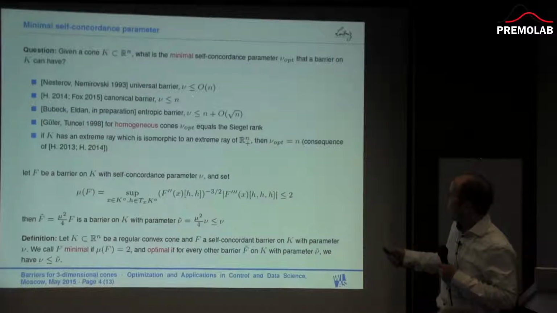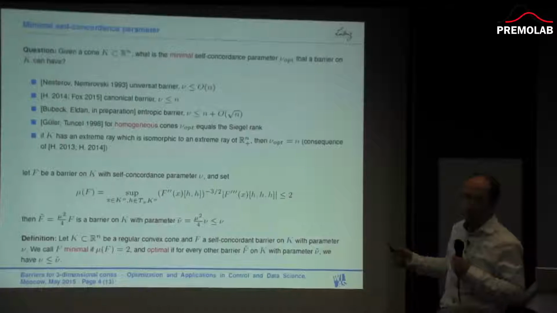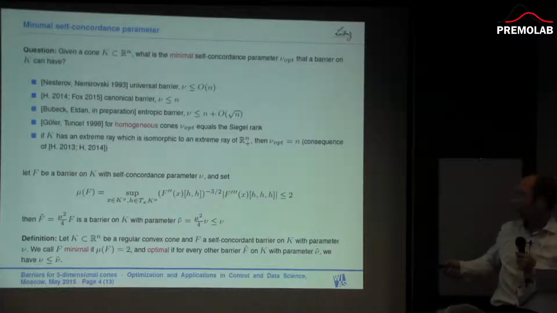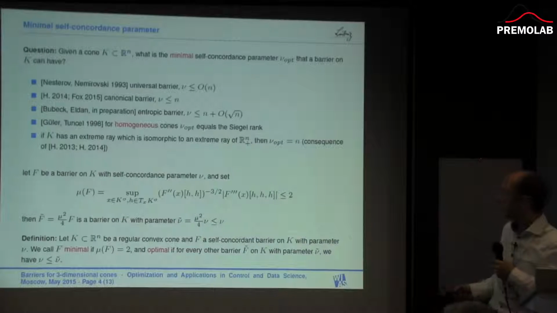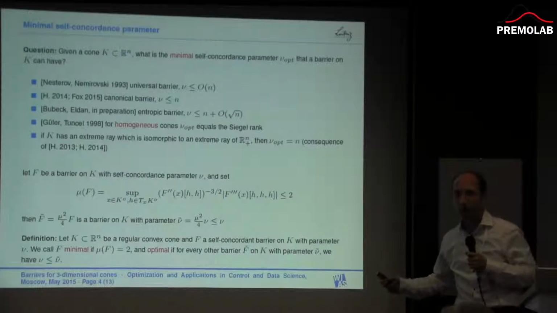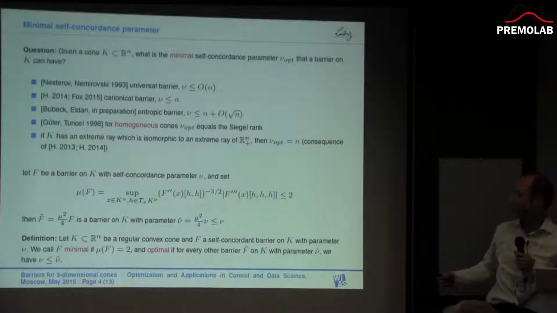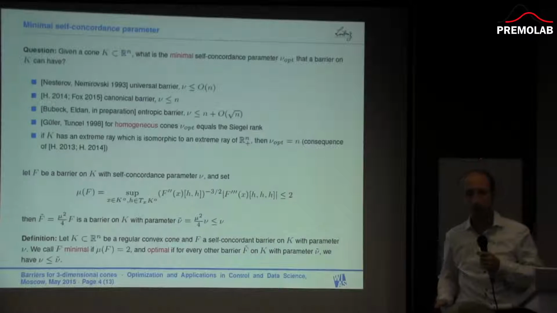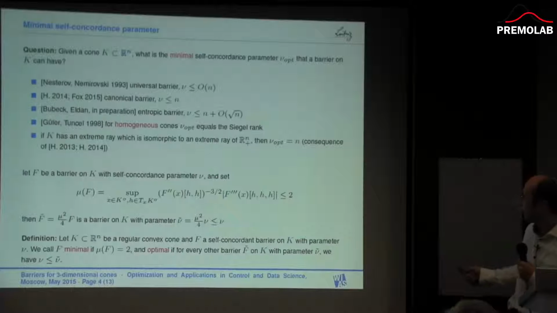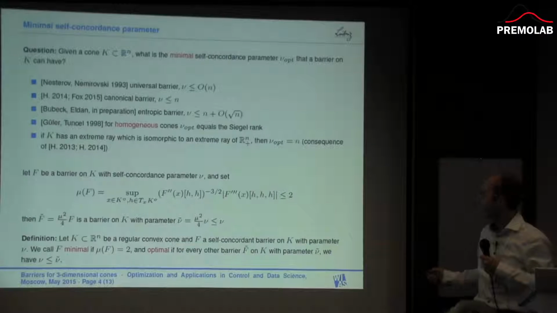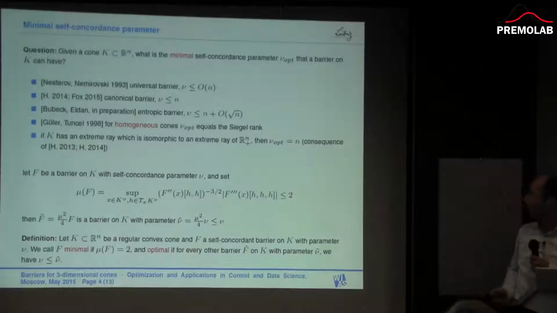And these are upper bounds which are proven just by presenting a barrier, but one can prove also lower bounds. So for instance, if the cone has an extreme ray which locally is like an extreme ray of the simplicial cone, then the barrier has to be at least the dimension of the cone, and this means it has to be equal. The optimal barrier has to be equal to the dimension of the cone.